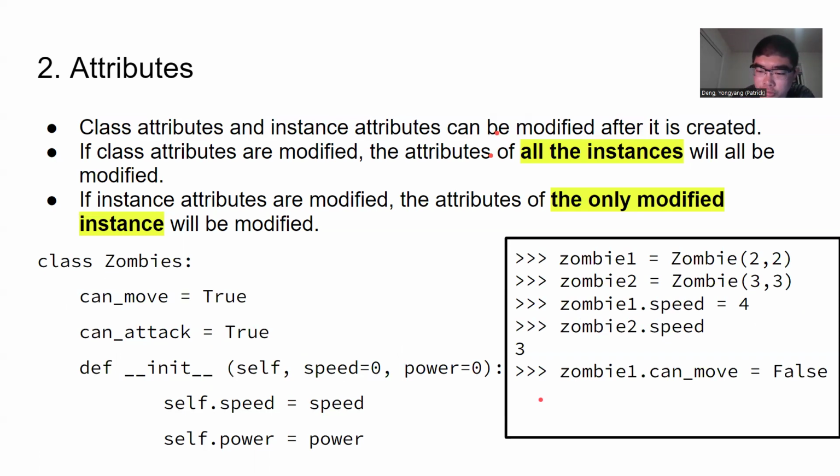However, if I want to change zombie1.can_move to false, like we assign it, the can move variable is a class attribute. So when you stop zombie one from moving, you also stop zombie two from moving. That's because can move is a class attribute. A class attribute applies to all instances under that kind of object. It's not only a single object, not only a single instance or individual. But for an instance attribute, when you change it, you only change one individual. Yeah. So this is the difference between class and instance attribute.